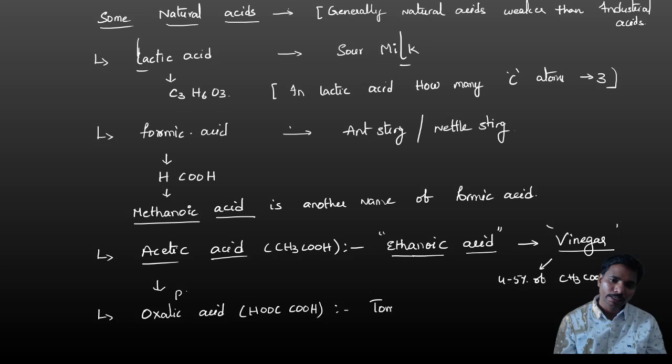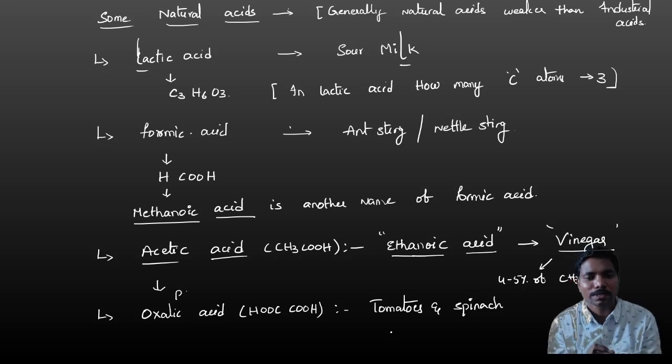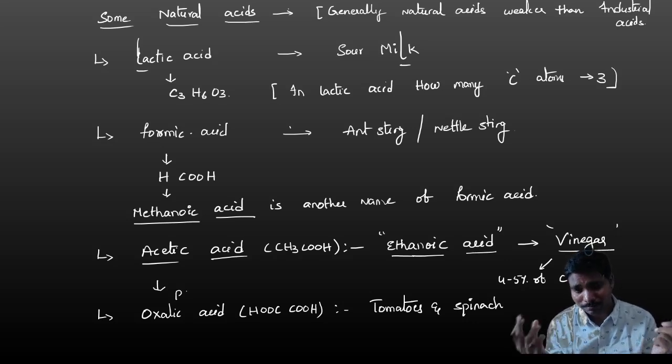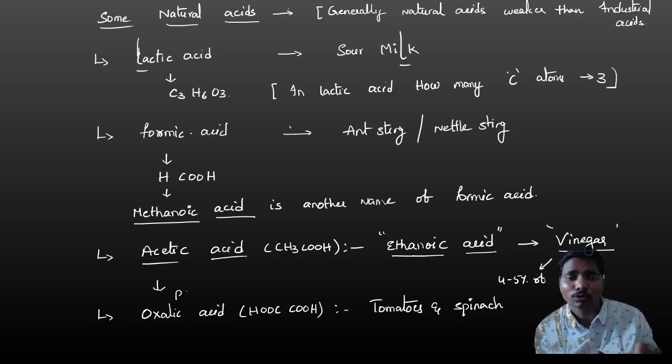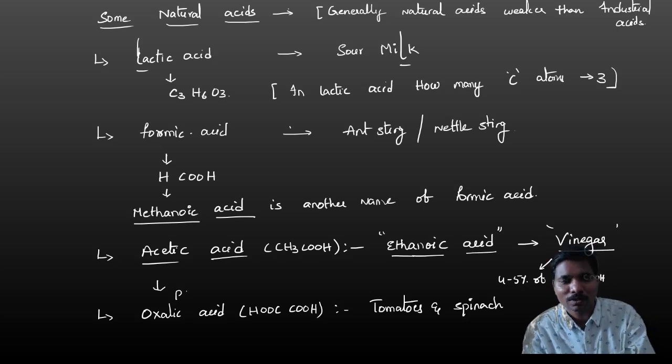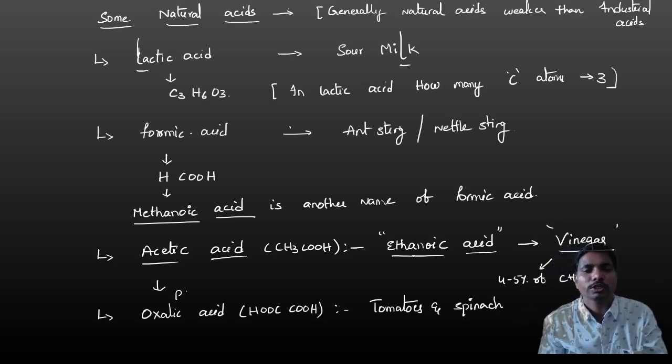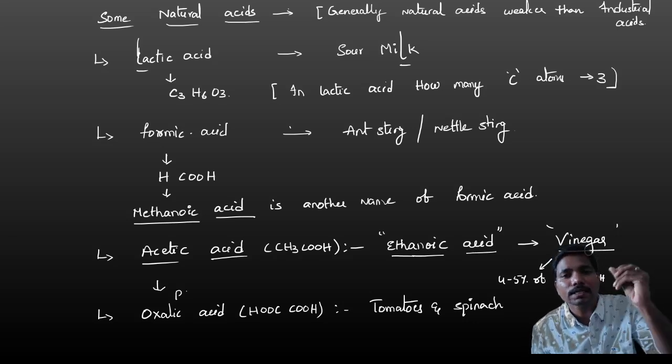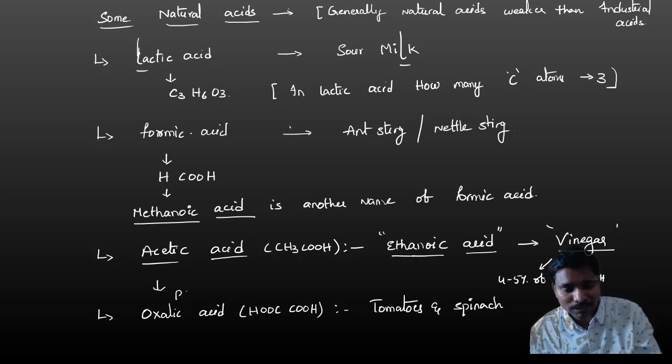Okay, present in tomatoes and also spinach. In spinach and tomatoes, oxalic acid is present. That is why some old people say don't mix tomatoes with spinach. Why are they suggesting that? Whenever we eat so much tomatoes and spinach together, the oxalic acid content will be more, so that may be a cause for the formation of small stones in the kidneys. That's why they say so.